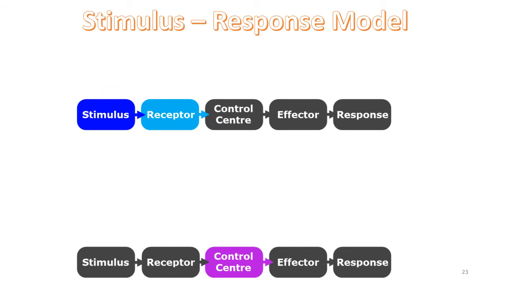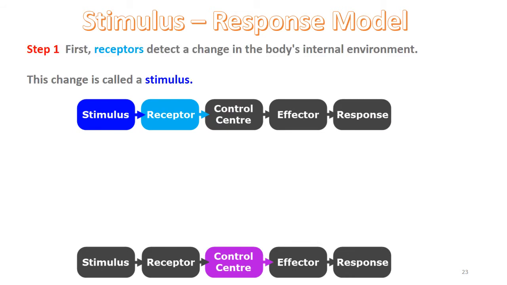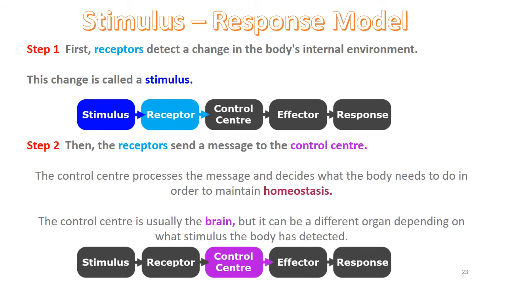The stimulus response model. Step 1. First, receptors detect a change in the body's internal environment. This change is called a stimulus. Step 2. Then the receptors send a message to the control centre. The control centre processes the message and decides what the body needs to do in order to maintain homeostasis.